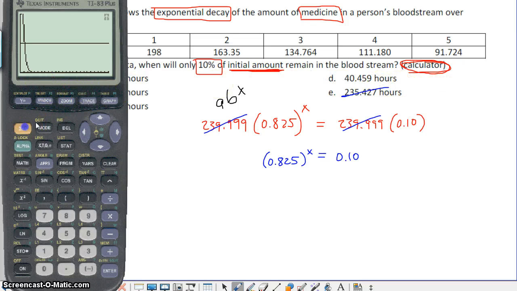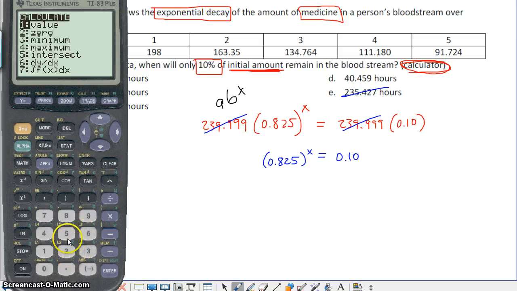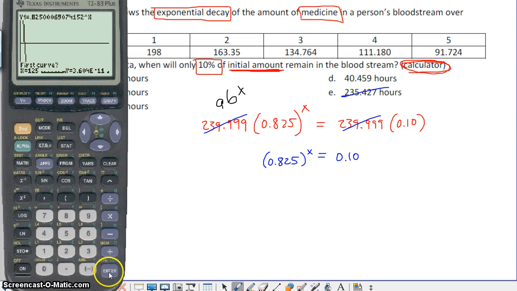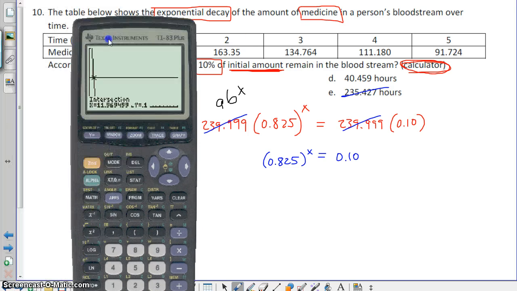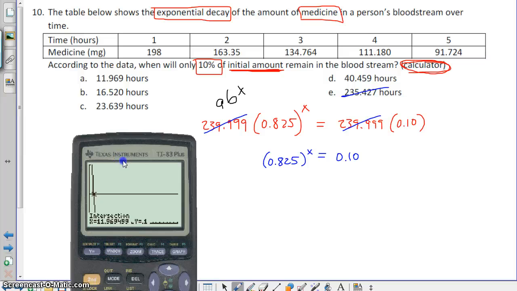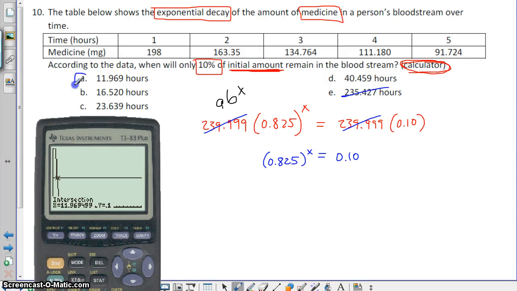So let's find the intersection. First curve, second curve. I don't feel like guessing. The intersection is going to be right there at 11.969 years. That would be this answer.